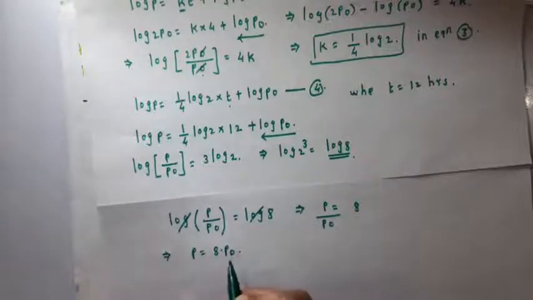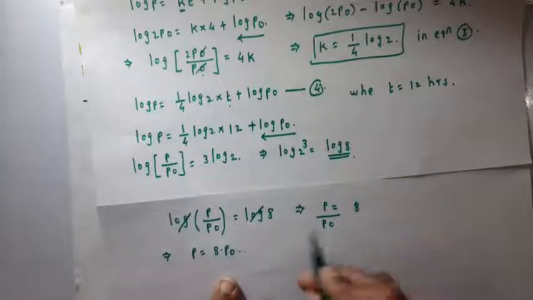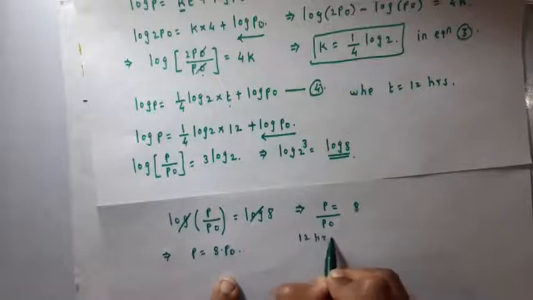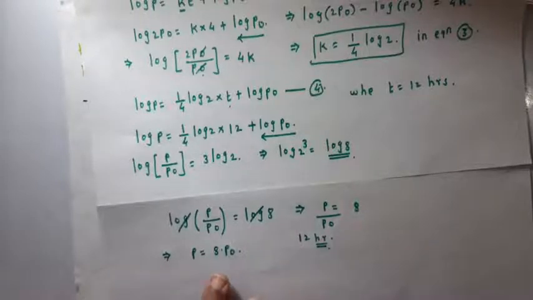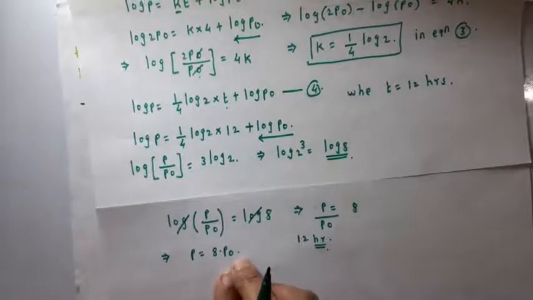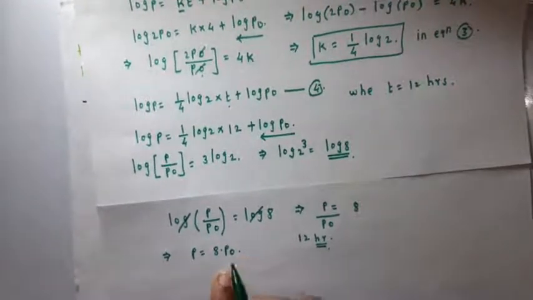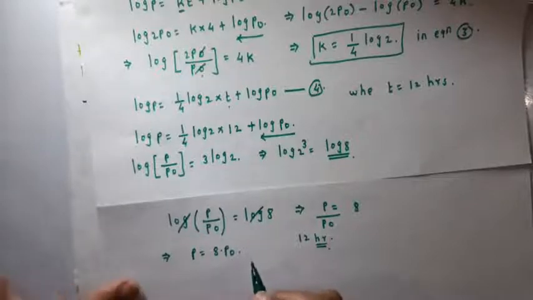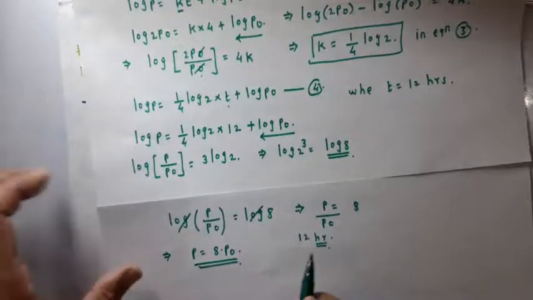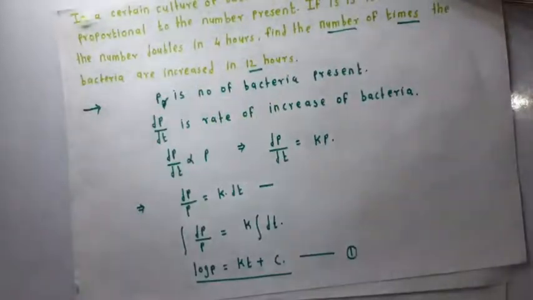So P0 is the original number of bacteria. Then after 12 hours, how many times does the bacteria increase with the original number? That means as P equals 8 P0, the bacteria will be increased 8 times the original number. In this way, this is the solution. Step by step, put in the given equations, and we will get the solution.